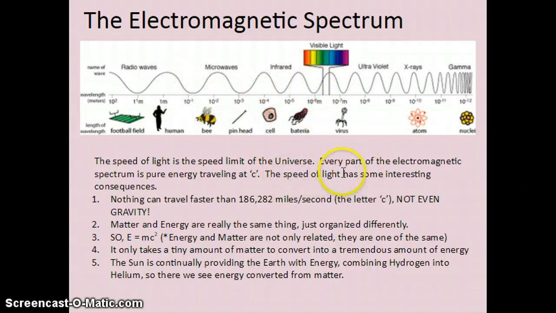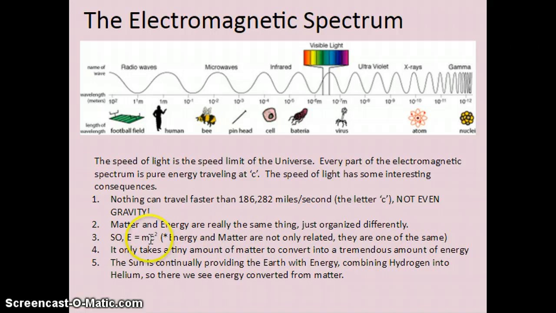But because the speed of light is what it is and does what it does, there are some interesting consequences. Nothing can travel faster than it. This is the cosmic speed limit. Even gravity abides by the speed of light. Matter and energy are really the same thing. They're just organized a little differently. E equals mc squared. Energy and matter are not only related, they're kind of one and the same. And it only takes a tiny amount of matter to be converted into tremendous amounts of energy.